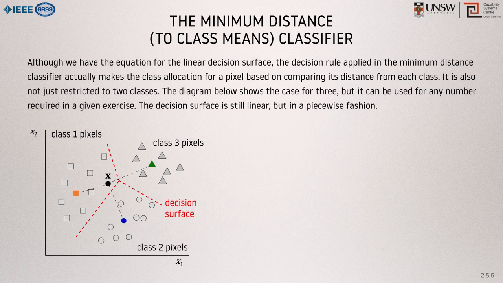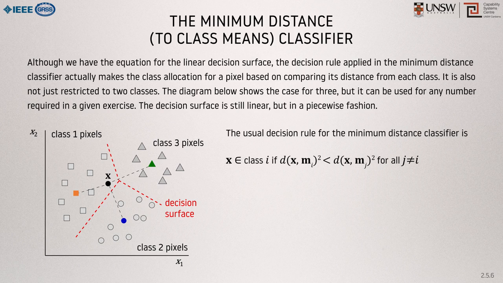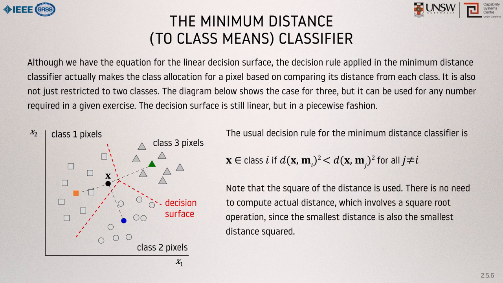Although we have computed the equation of the decision surface, in the minimum distance rule, we actually don't compute the hyperplane explicitly. Instead, to label an unknown pixel, we just compare the distance squared to the class means and allocate the pixel to the class of the closest mean. That suggests that we can actually account for as many classes as we need to. In this slide, we have shown 3 classes and given a general decision rule for the minimum distance classifier.